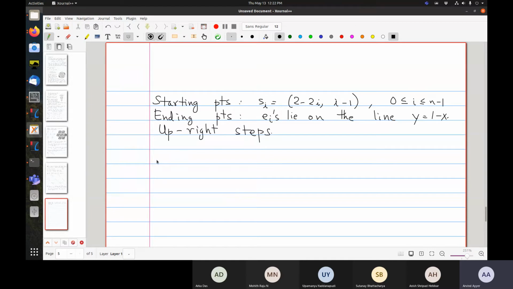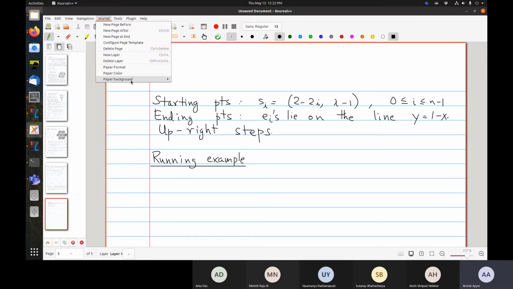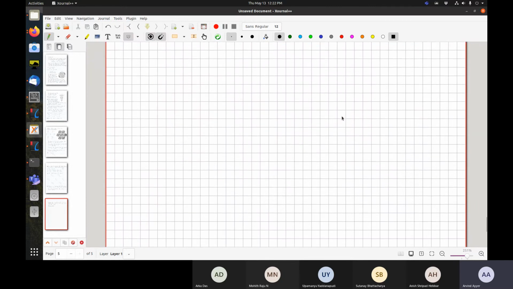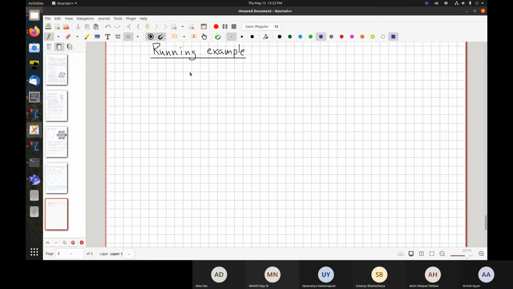So let me show you with our running example. Let me go to the graph. These are not the xy axes. I'm just drawing them to give myself some frame of reference. Let me see if I have enough lines: 1, 2, 3, 4.